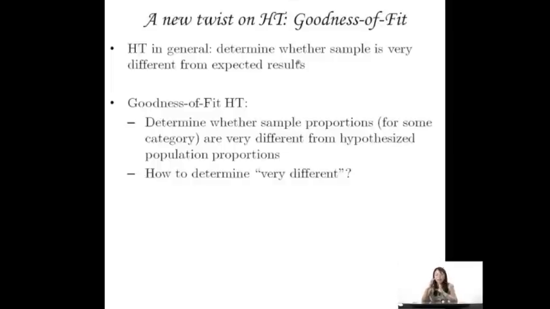Goodness of Fit still takes that idea. We're going to look at whether a sample is very different from expected results. But the question is, how are we going to compare these two things? We're not going to compare means anymore. We're not going to look at the distance between means. Nor are we going to look at the proportion of variances. That's not what we're going to look at either. Instead, we're going to determine whether the sample's proportions for some categories are very different from the hypothesized population's proportions, right? And the question will be, how do we determine very different?